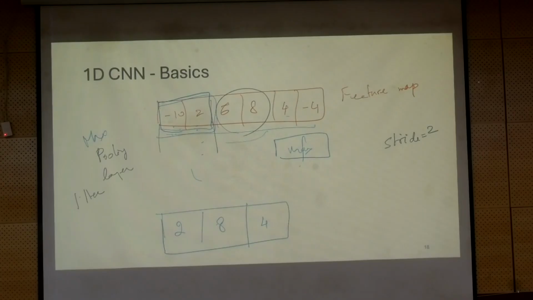There is another type of pooling operation which is also quite popular, that is called average pooling. Average pooling means you take the average of these two and you give that as the output.